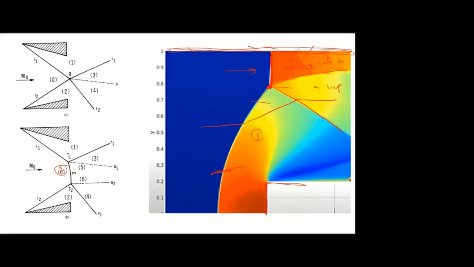Subsonic, high pressure, so red color. Supersonic, low pressure, so it is in yellow and orange combination. Is that clear? If there is no wall, then there won't be any Mach wave. It will be simply like a Mach wave and it will vanish because of the wall. So we are getting this Mach reflection.